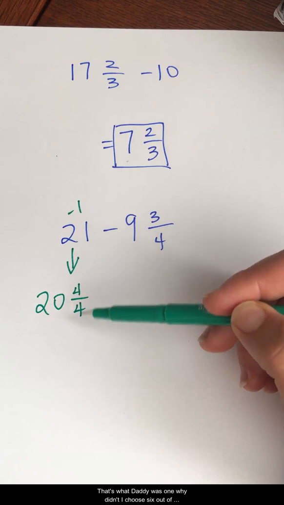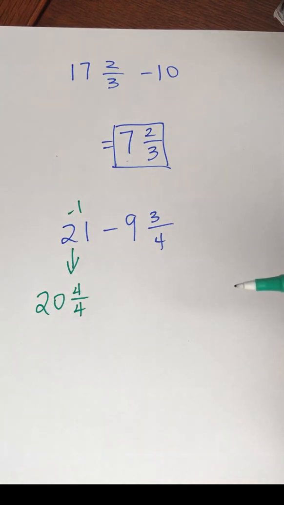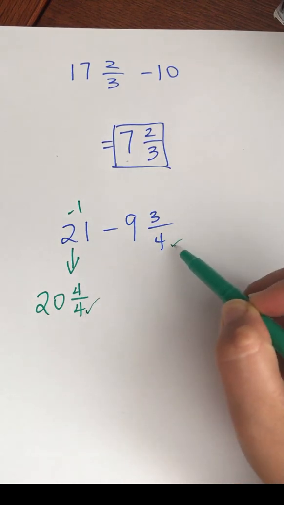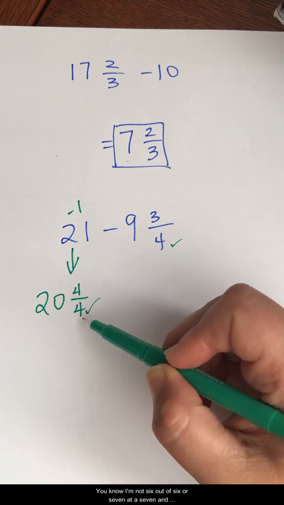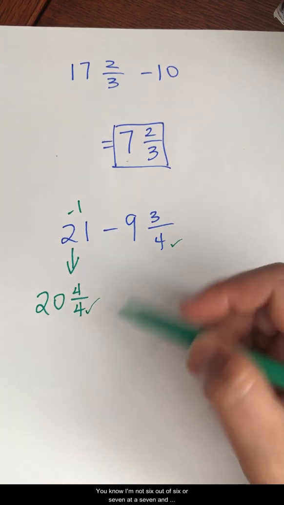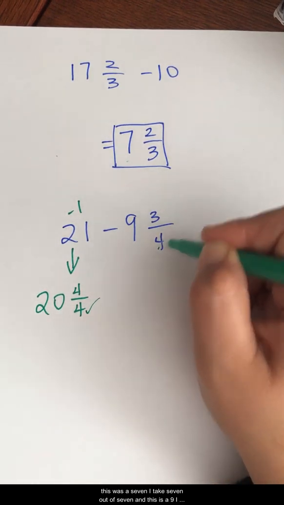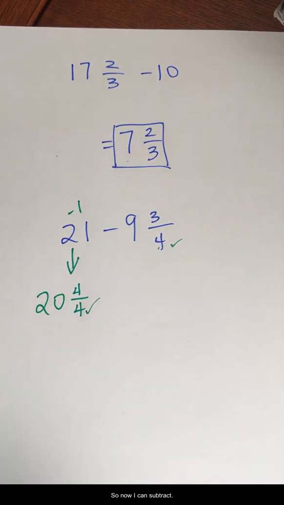Well, why didn't I choose 6 out of 6 or 7 out of 7 or 8 out of 8? This is not equal to 1. Well, 7 out of 7 is equal to 1. The denominator is the same? I need to get a same denominator. Remember that? Oh, yeah. So that's why I picked 4 out of 4, and not 6 out of 6 or 7 out of 7. If this was a 7, I'd pick 7 out of 7. If this was a 9, I'd pick 9 out of 9. Does that make sense?